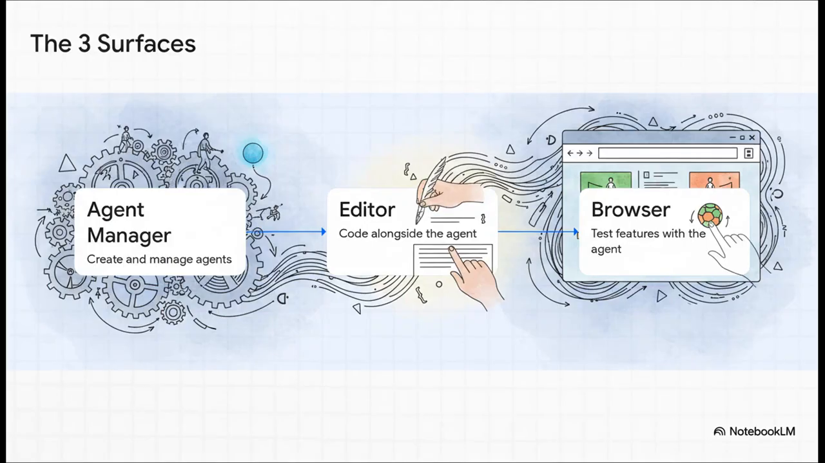And here's how it all comes together. You've got the agent manager where you tell your AI what to do. Then there's the editor so you can jump in and write or tweak code right alongside it. And maybe the coolest part, the browser. The agent can actually go into the browser and test the app for you, clicking around just like a person would to make sure everything works.